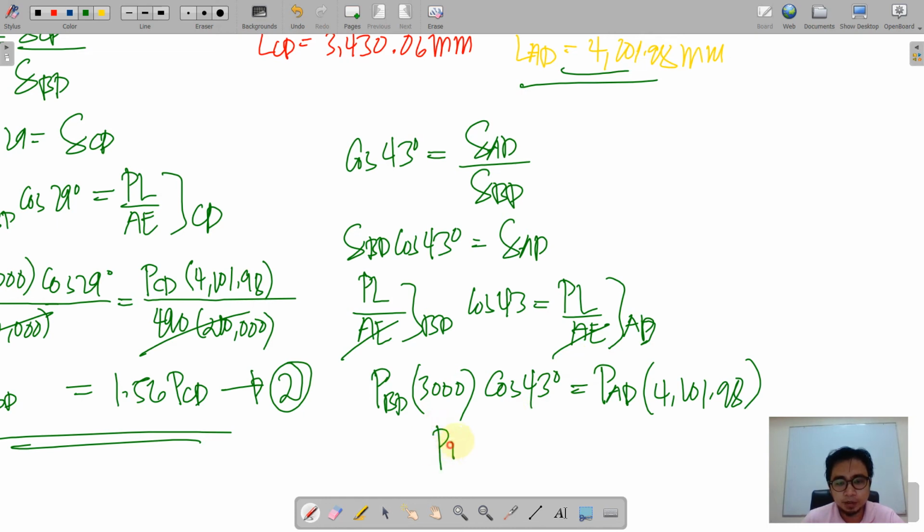So again, there will be a relationship between PBD and PAD. So we have 1.87 of PAD. So let us check that one. 101.98 divided by cosine 43 divided by 3000. So 1.87 of PAD. So let this be our equation 3.